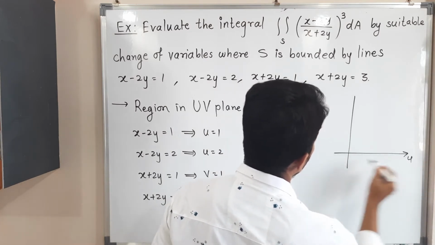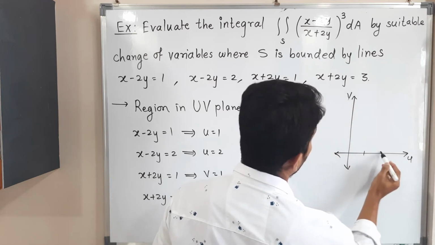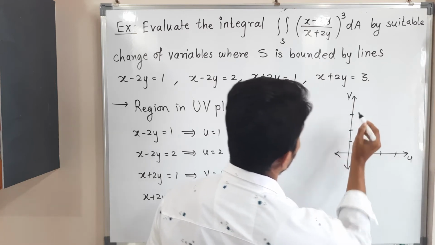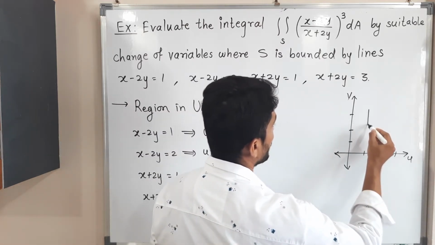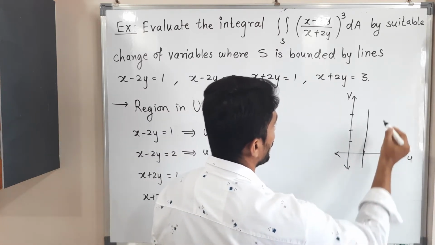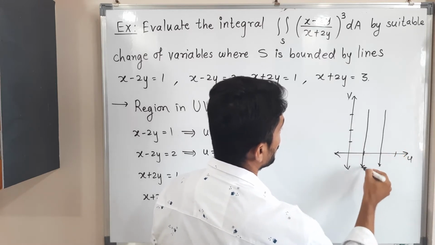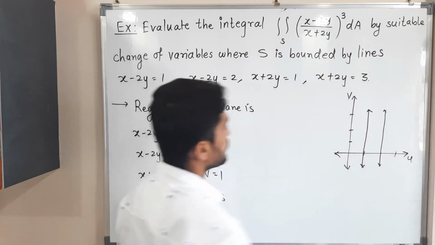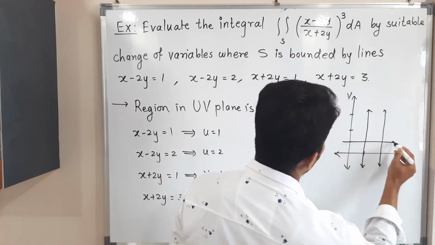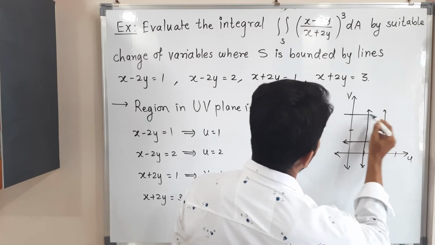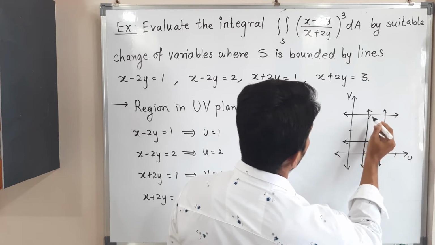This is u axis, right, and this is v axis. I will make some rough scalings here. So u is equal to 1, a line parallel to v axis passes through u is equal to 1, u is equal to 2, a line parallel to v axis passes through u is equal to 2. Next, v is equal to 1, a line parallel to u axis, and v is equal to 3, a line parallel to u axis again. Okay, so this is the region we have.